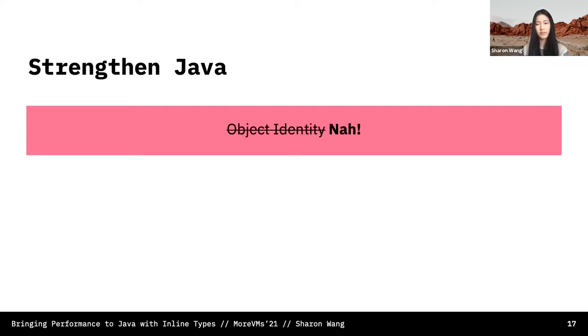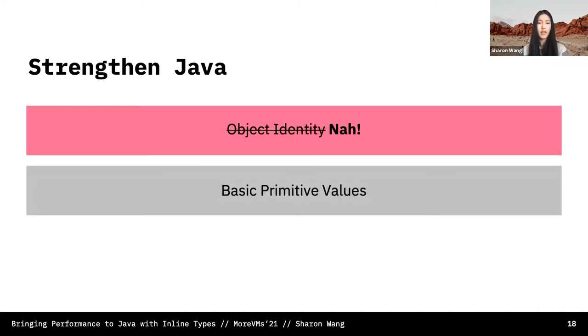Okay, well, our good friends, the primitive types, don't have identity, so why not just use them? Although the lack of identity helps us from a performance perspective, primitives are limited in the information we can represent.